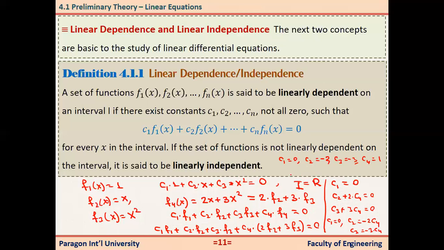See here why: at least one of the functions, for example F4, I can express as a linear combination of 1, x, and x squared.